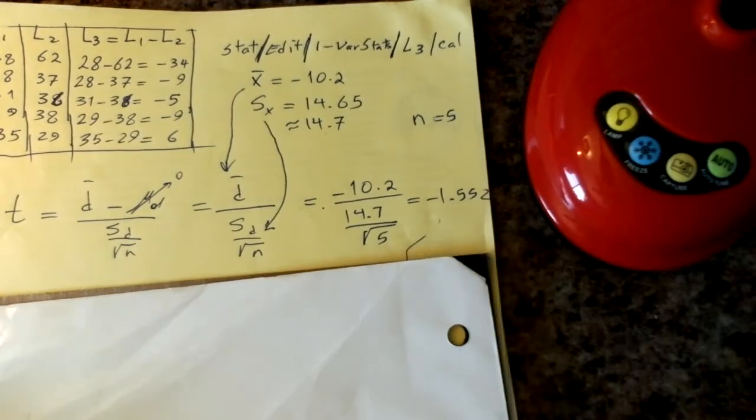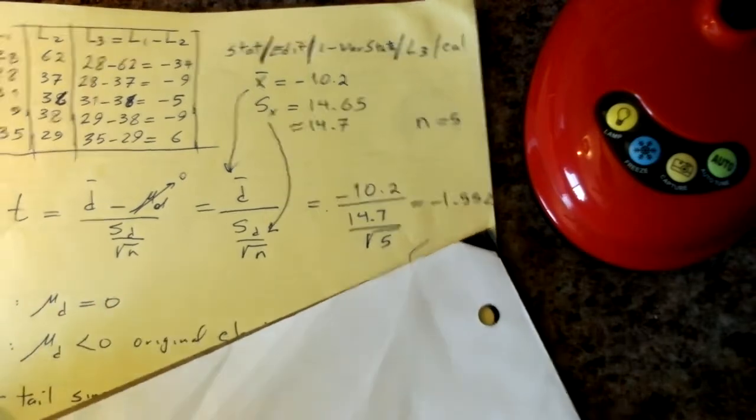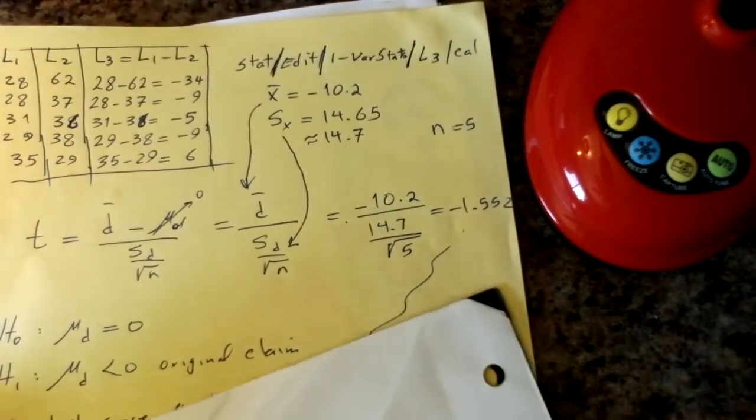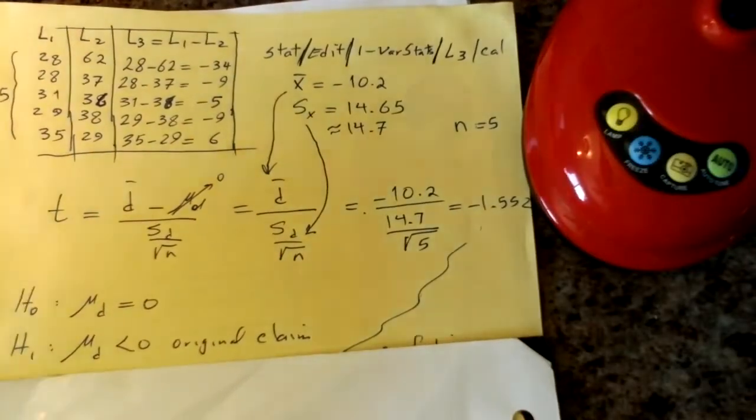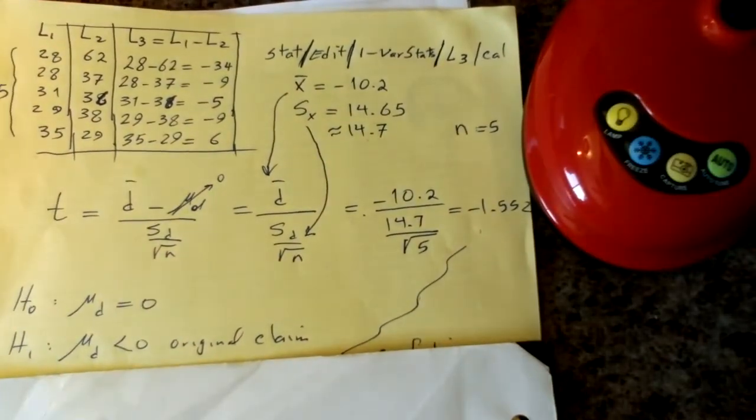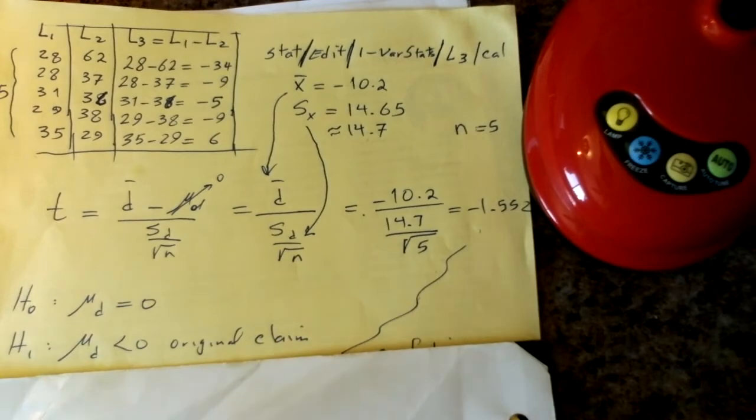Now we need to find the T from the graph. But first, what was the claim? The claim is that the mean of the difference is less than 0.